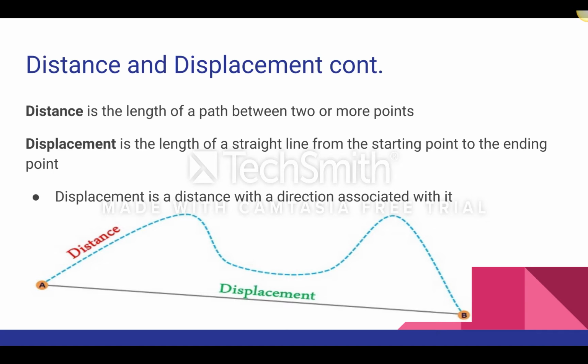Distance is the length of a path between two or more points. Displacement is the length of a straight line from the starting point to the ending point. Displacement is a distance with a direction associated with it. As you can see in the example, there is a curved pattern between point A and point B, yet the displacement is a straight line.